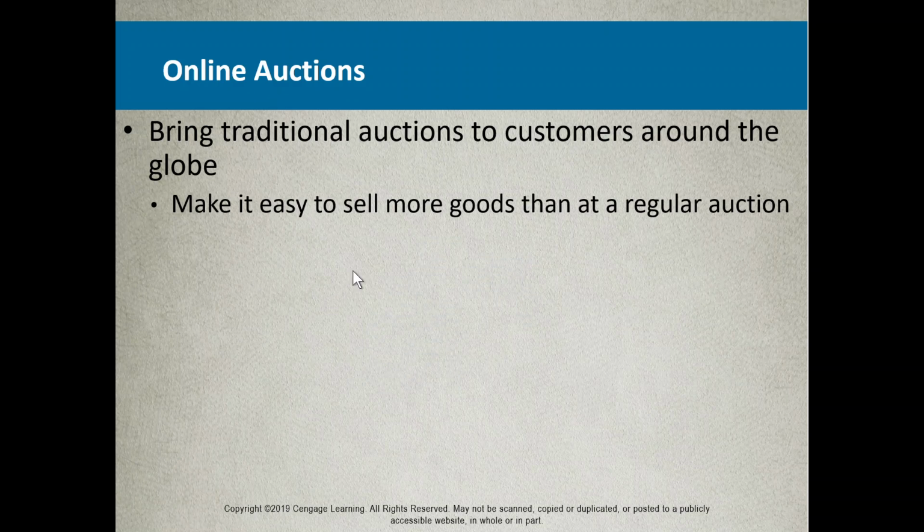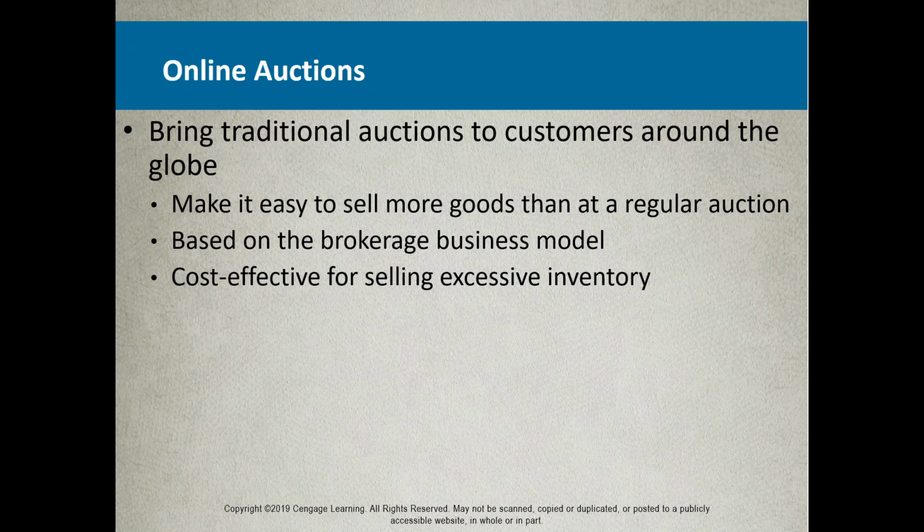Of course, if you've got an online auction, it's easier to sell more goods than at a regular auction, because a regular auction is restricted to the physical location. Now you've got a global market. That means you can probably sell at a higher price and you're more competitive, making it better for the seller and the buyer. It's based on a broker business model, because the brokers are basically selling it and the customers are buying it.